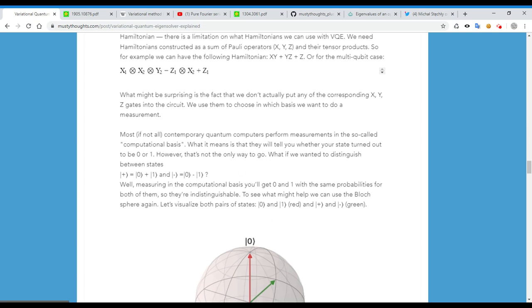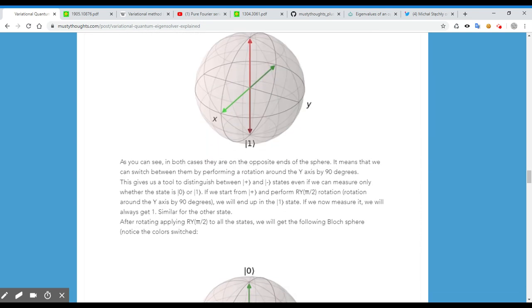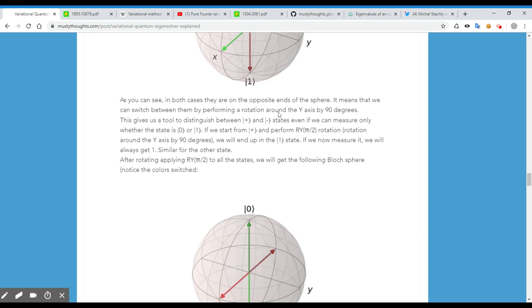To see what might help, we can use the Bloch sphere again to visualize both pairs of states. As you can see, in both cases they are the opposite ends of the sphere. It means that we can switch between them by performing a rotation around the y-axis. It gives us a tool to distinguish between plus and minus states, even if we can measure only whether the state is 0 or 1. If we start from plus and perform a rotation around y, we'll end up in the 1 state. If we now measure it, we'll always get 1, similar for the other state. After applying the rotation to all the states, we'll get the following Bloch sphere.